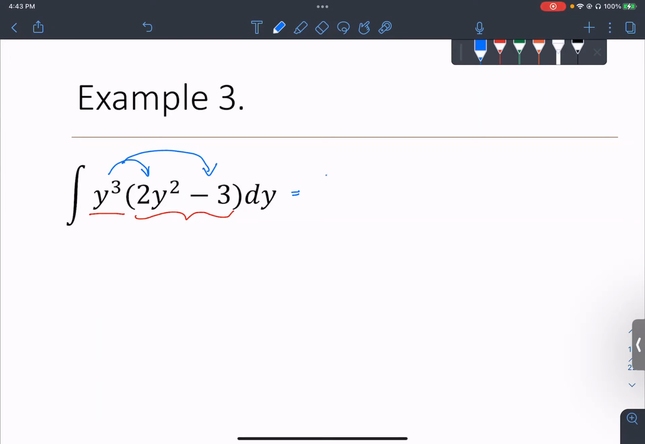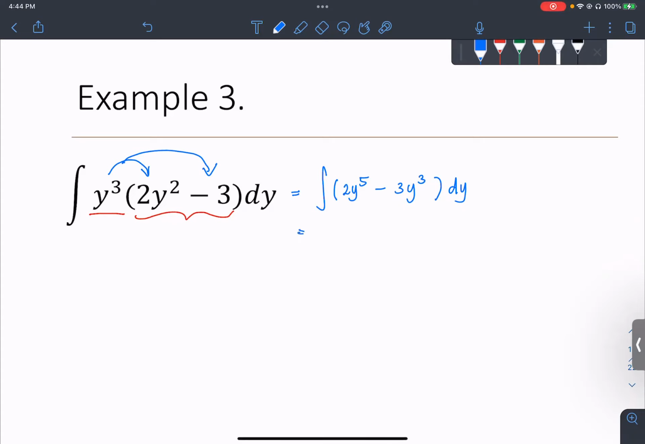So this would make it, so y cubed times 2y squared, that will be 2y to the fifth. Then minus y cubed, multiply it with negative 3. So that will become negative 3y cubed. So 2y to the fifth minus 3y cubed. Then multiply it with dy. So 2y to the fifth minus 3y cubed, multiply it with dy.